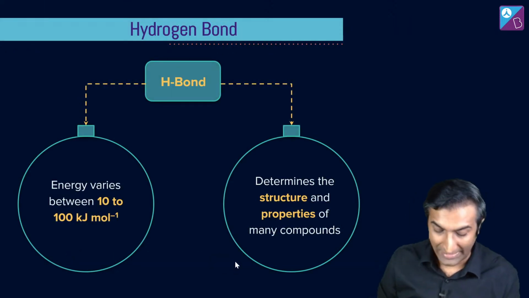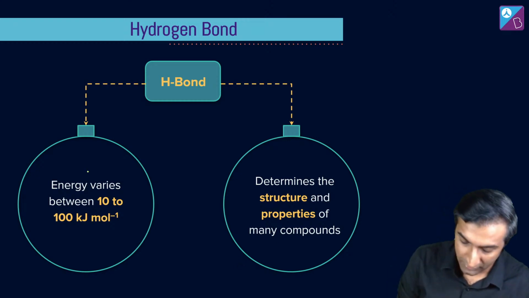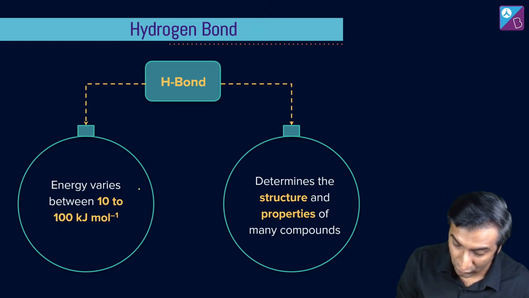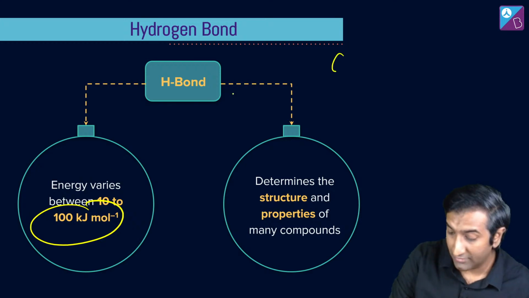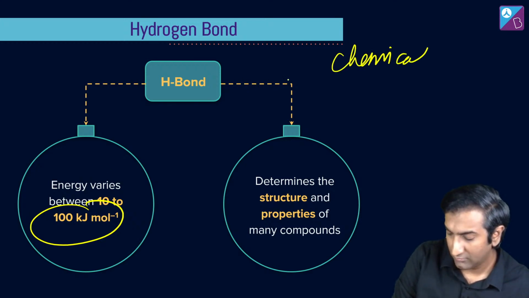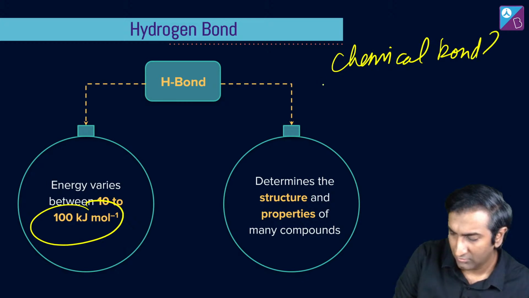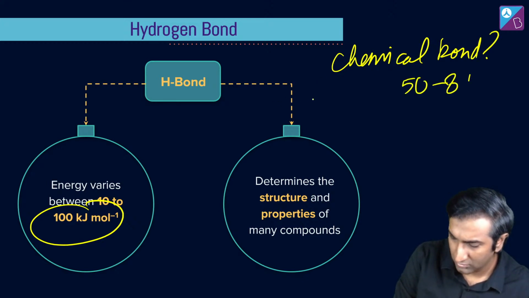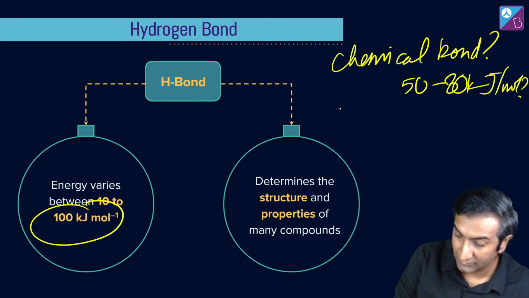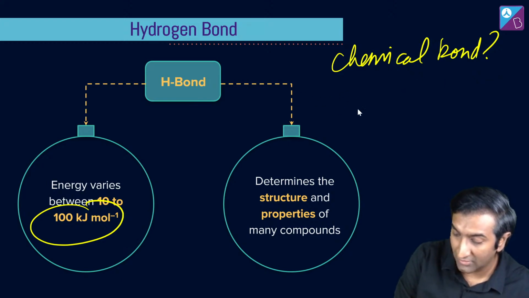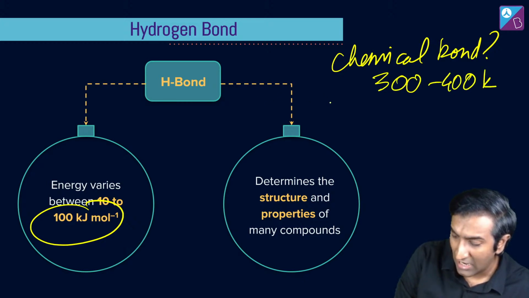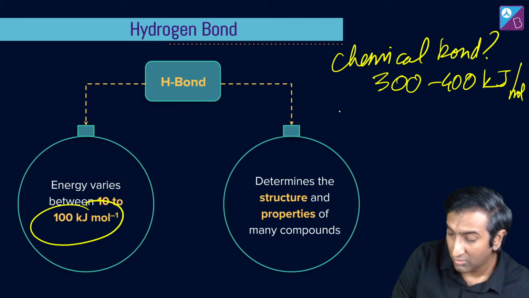So the value of the H bond is very interesting. It goes between 10 to 1000 kilojoule per mole. और रेगुलर केमिकल बॉन्ड कितना होता है? What is the regular chemical bond? So 50 to 80 kilojoule per mole? No, this was regular. This is, I think, between 300 to 400 kilojoule per mole, right? Yes. हमने किया था. How do I remember 300 to 400 kilojoule per mole?